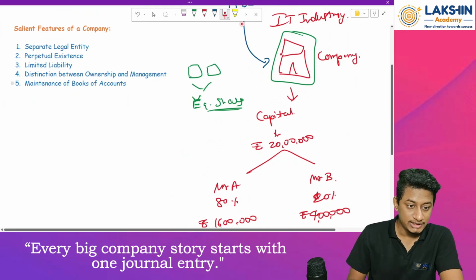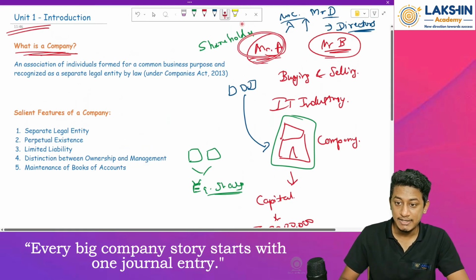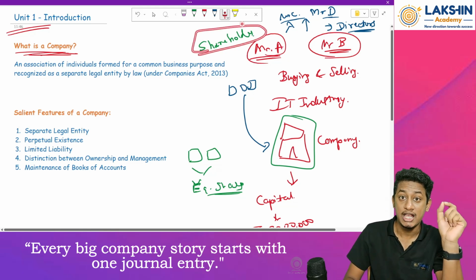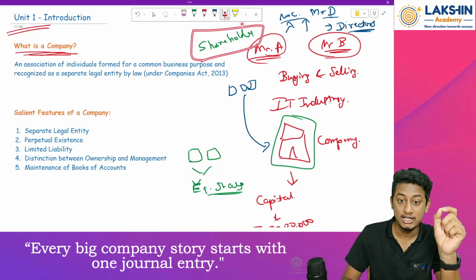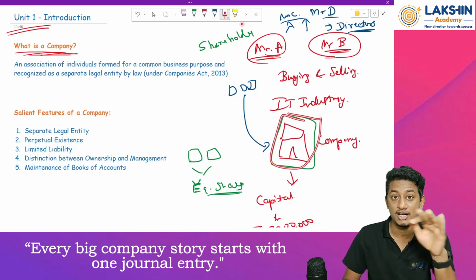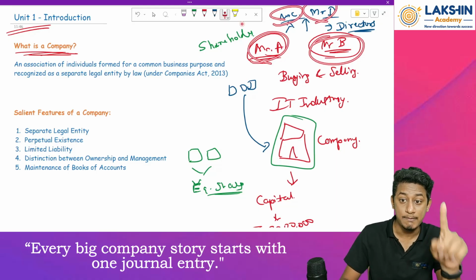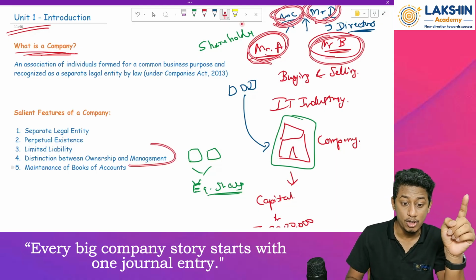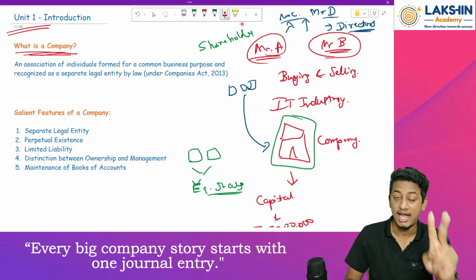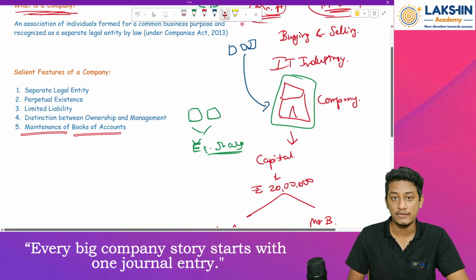Then there's a distinction between ownership and management. So as I told you, Mr. A and Mr. B are owners of the company, because these both people are shareholders, and we know that shareholders are the owners of the company. That means they own the company. Tomorrow, whatever profits are earned by the company will be shared between Mr. A and B, and not between Mr. C and D. Why? Because Mr. C and Mr. D are the management of the company. These both are managing the affairs of the company. Clear? Okay.